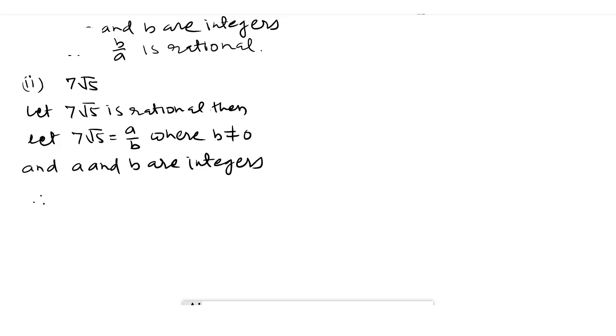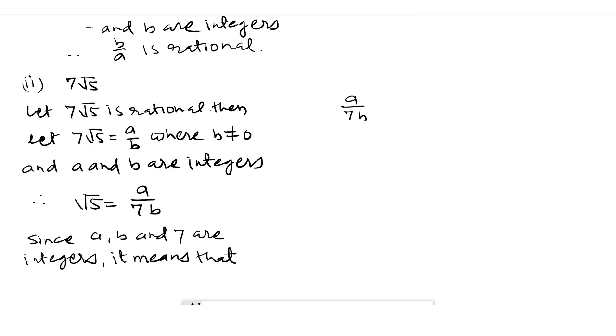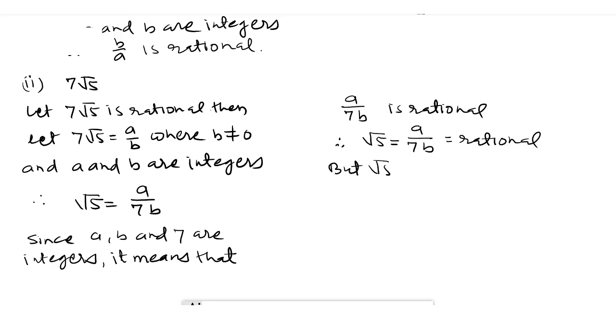Therefore, on dividing both sides by 7, we get root 5 equal to a upon 7b. Since a, b and 7 are integers, it means that a upon 7b is rational. Therefore, root 5 equal to a upon 7b equal to rational. But root 5 is irrational. As we know that root 5 is irrational, hence our assumption is wrong.